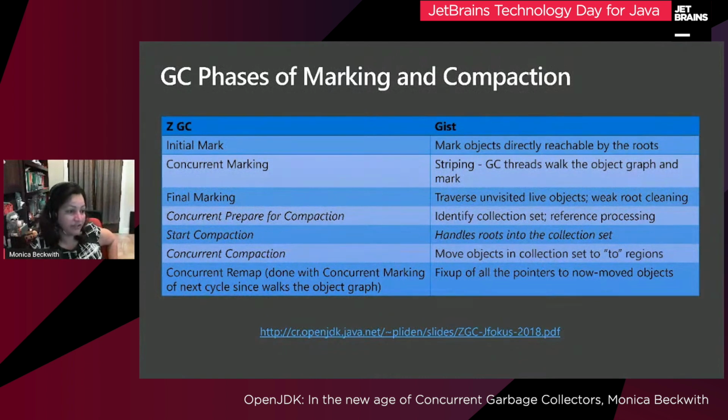In the remark phase, you just basically fix up the pointers. Again, because we're doing the whole copying and compaction in a concurrent fashion, there's a lot of mutation already. So you want to fix up the pointers, and that's when we need the remap phase. To learn more about that, a little bit more details, you can see Per's slides. He presented that at JFocus 2018.